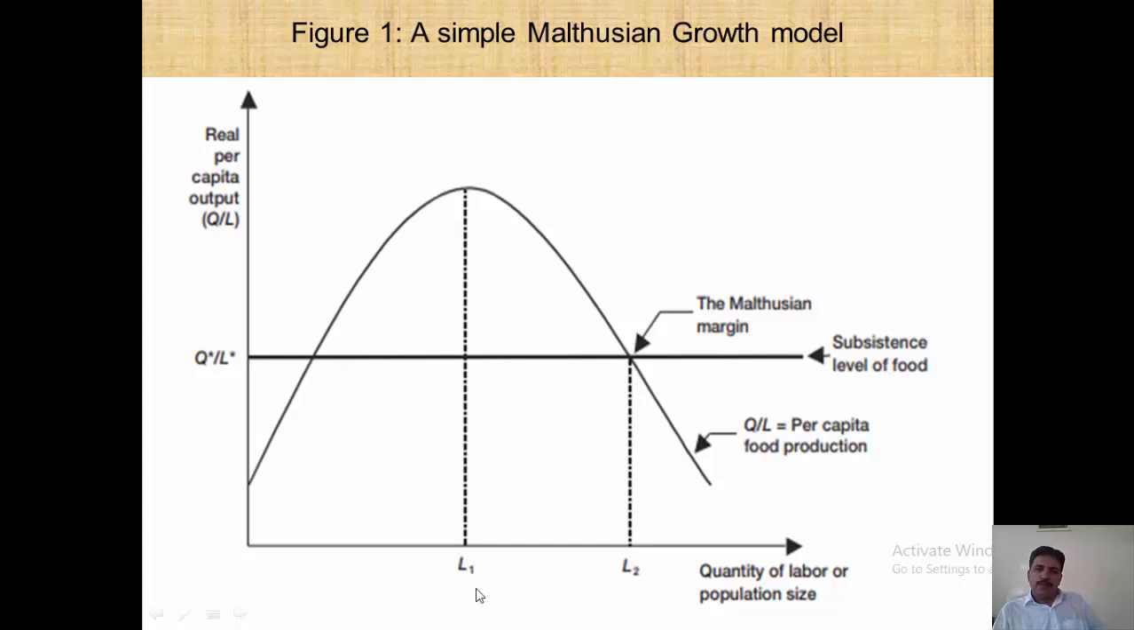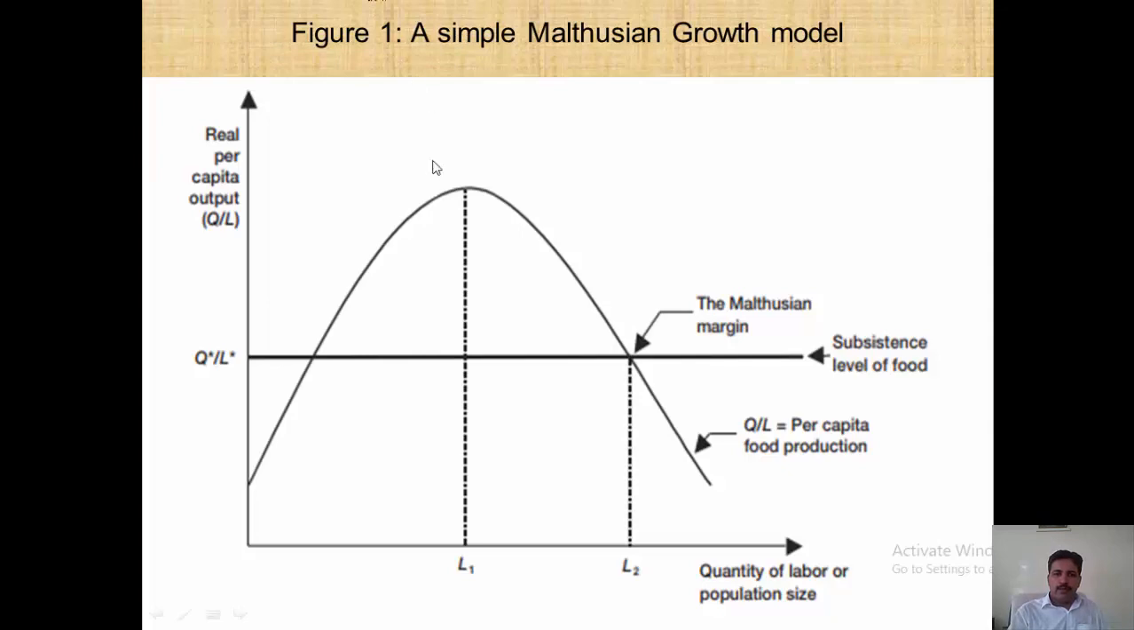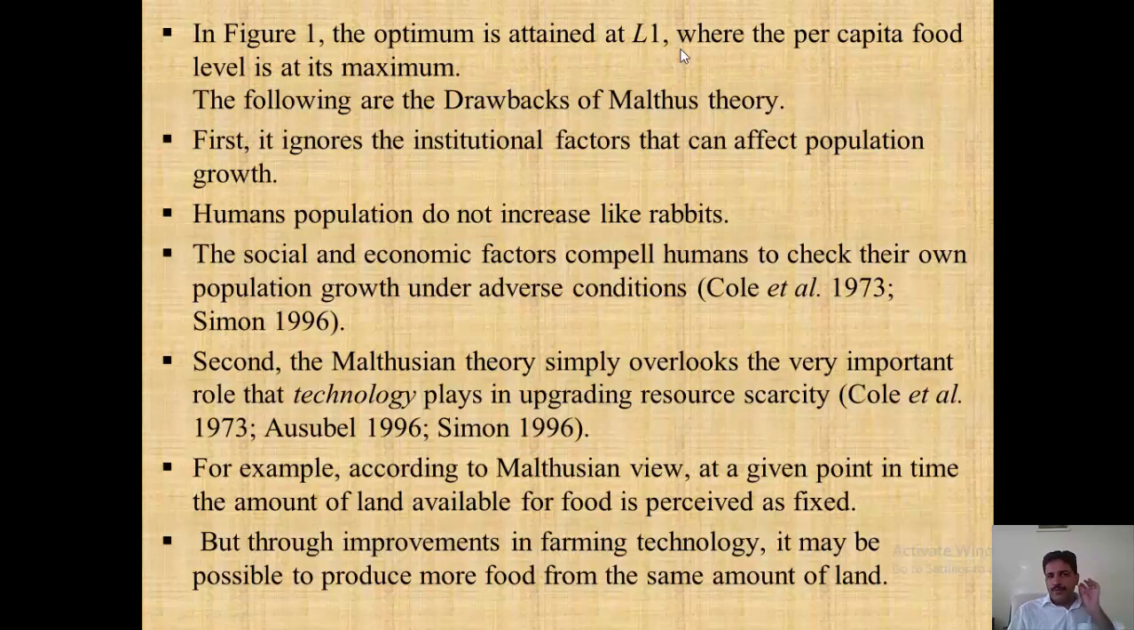At L1, the per capita food production is at the maximum. Beyond L1, if population increases, we see a fall in the per capita output till L2. At L2, shown by the Malthusian margin, the per capita output of food production reaches the subsistence level, and beyond L2, it is below the subsistence level. So, according to Malthus, if the tendency grows, then the natural checks will control the population, bringing it back to at least L2. Here L1 is the optimum population, where the per capita food level is at its maximum.